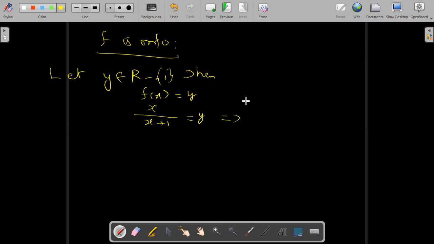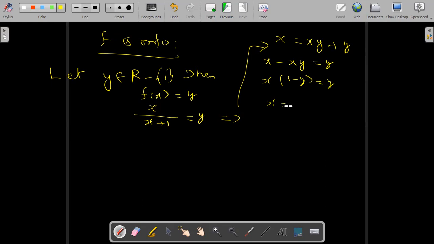That is, we'll find the value of x. I'll write here x into x y plus y, and this x minus x y is equal to y, and x is common. x(1 minus y) is equal to y. x is equal to y upon 1 minus y. We'll write x in terms of y, and then again we will write clearly.